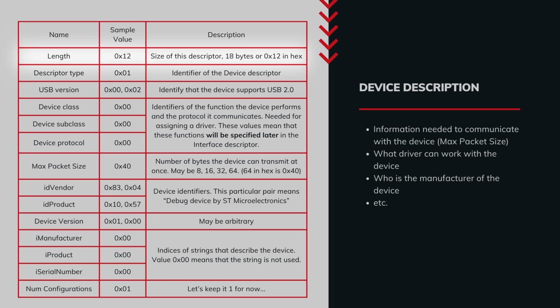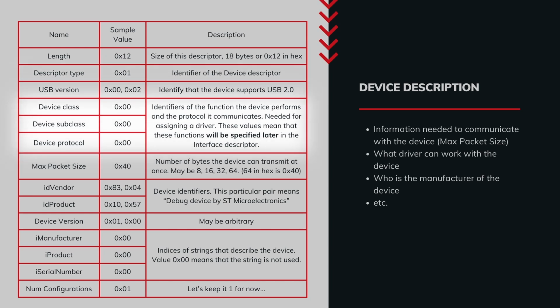Device descriptor is always 18 bytes long, so this field will always have to be 18, or 12 in hex. Descriptor type is the identifier of the descriptor. For device descriptor, it's 1. Next goes the USB version the device supports, a 2-byte field. If we use USB 2.0, these bytes should be 2 and 0. Also, USB packets are little endian, and its 2-byte fields should be inversed. So for USB 2.0, the value should be 0 and 2.